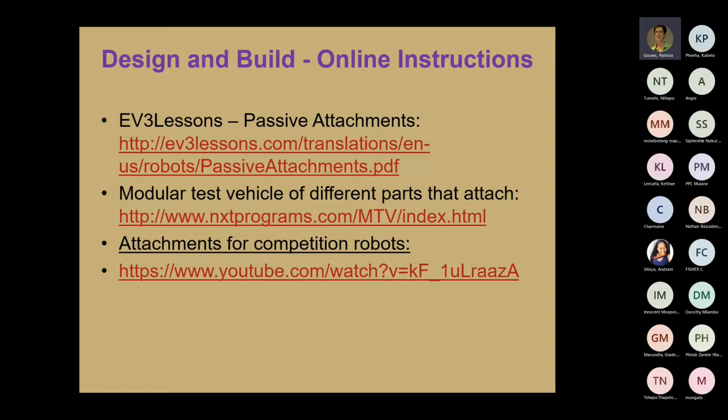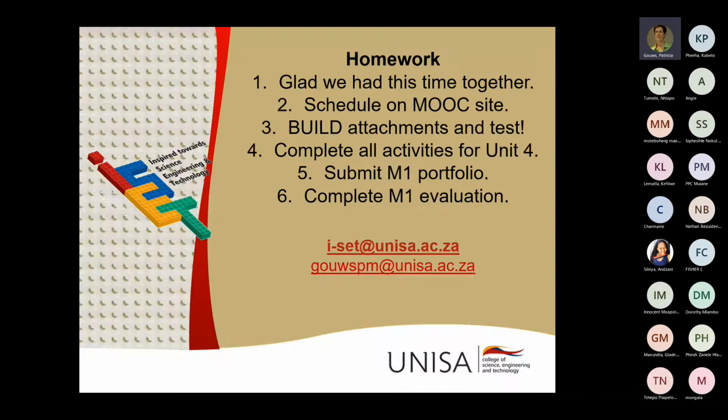There are some great attachments for your competition robots as well. I think I've said this every time I do this presentation, this modular test vehicle was an NXT robot, which is all different parts, and it all fits together. It's a really great example of passive attachments of different parts of the robot. Maybe I'll sit one day and change it to Spikemark. I'll see one day.